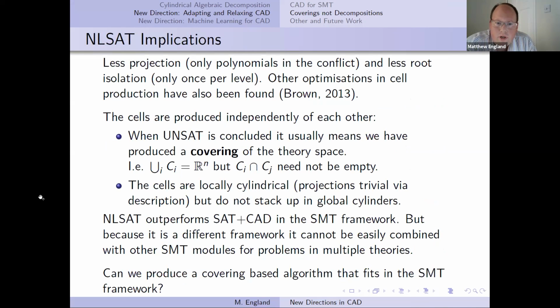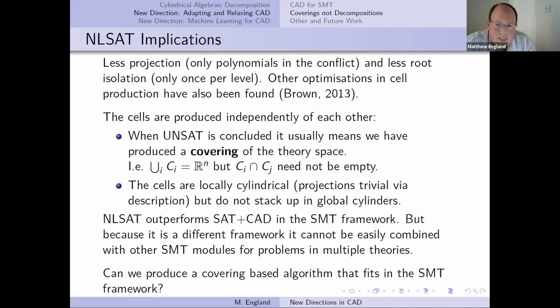So this was quite a revolutionary algorithm. It doesn't require full CADs. It uses less projection because we're only projecting the polynomials involved in the conflict, not all of the polynomials under study. It involves a lot less real root isolation because we're only building a single cell, not all the cells. And there's been other optimizations found since about how to make that single cell even more efficiently, such as the one by Brown. So we are building cells, but we're not building CADs. So what can we say about these cells?